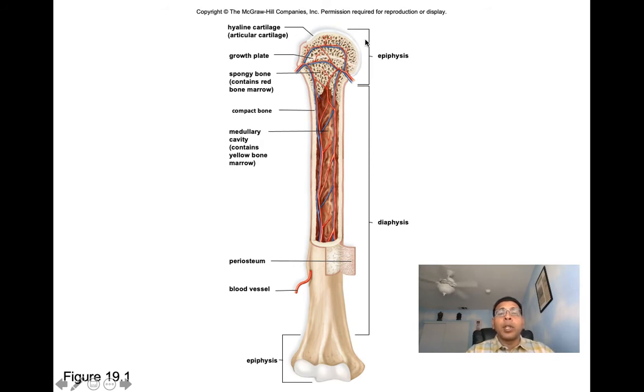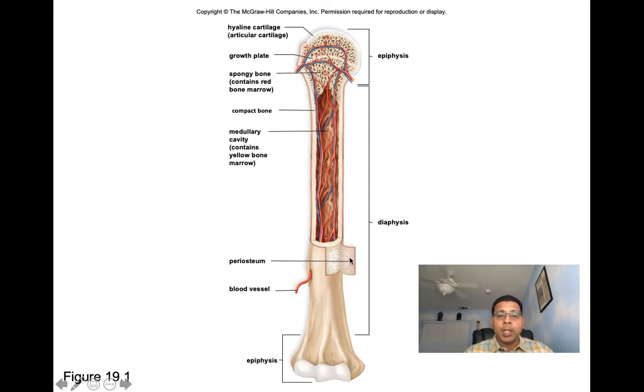Now when we talk a joint, we said this epiphysis is going to articulate then with another bone's epiphysis, and they're going to have hyaline cartilage over them. And here you can appreciate that hyaline cartilage, the articular cartilage. And the other bone is going to have the same thing on it.